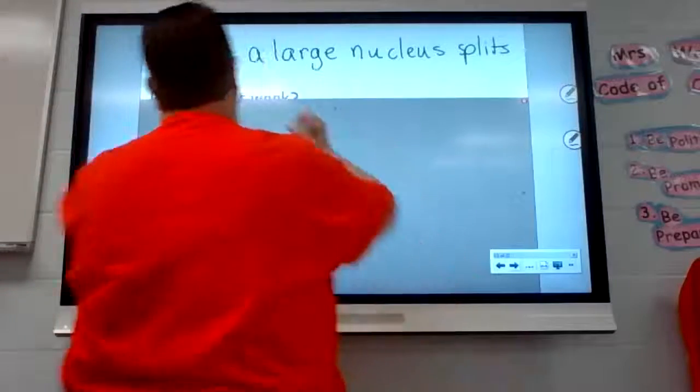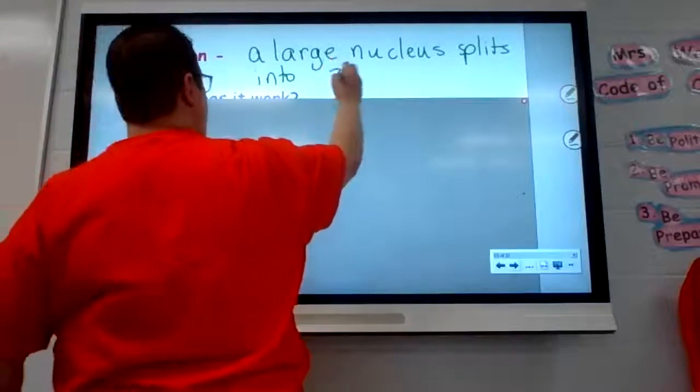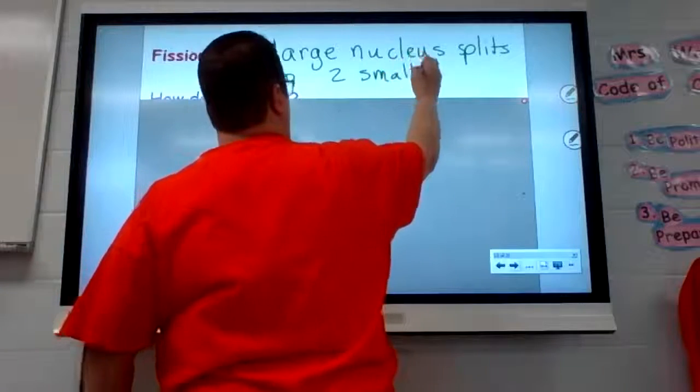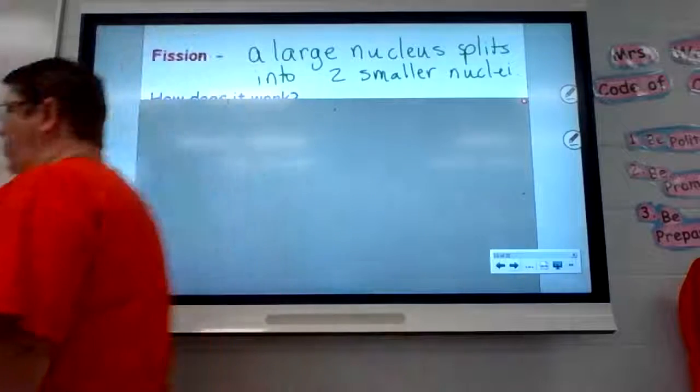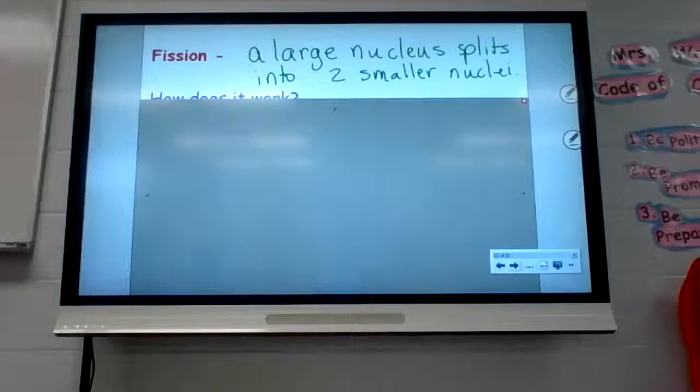Into two smaller nuclei. Okay? So, that's a track. This is why I like to teach fusion first, because you guys can all tell me fuse means to put together, right? You just told me that, didn't you? So fusion is taking two small things and making one big thing. So fission is the opposite. You take one large nucleus and split it apart.